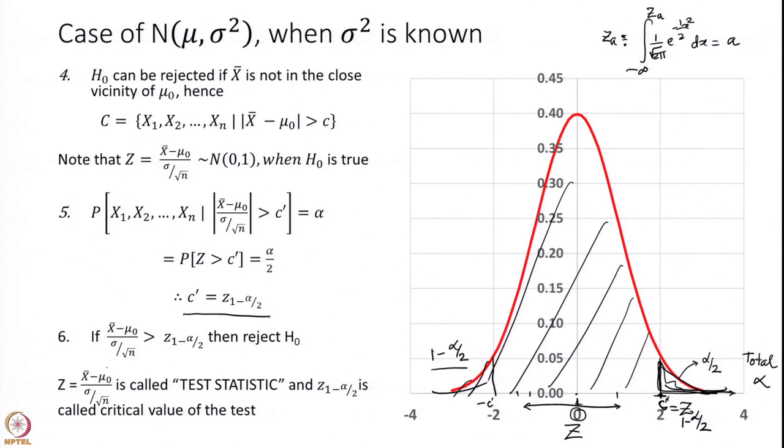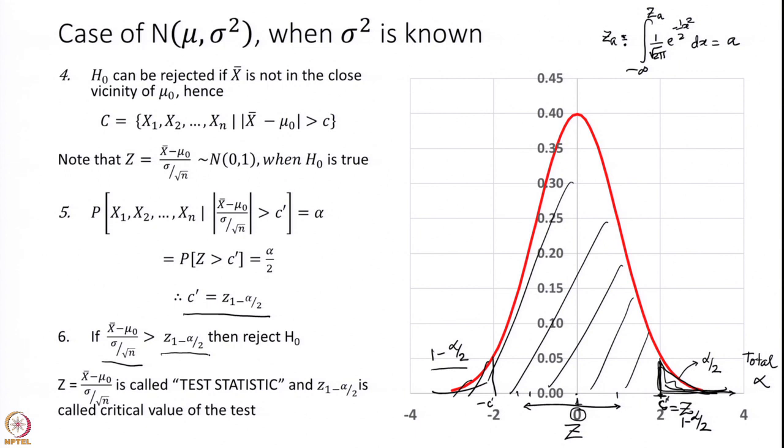And therefore we get the critical region: x bar minus mu 0 divided by sigma over square root n. Remember that now this is a number, because x bar is known, mu 0 is known, sigma is known, and n is known. If this number is larger than z 1 minus alpha by 2, then we reject the null hypothesis.